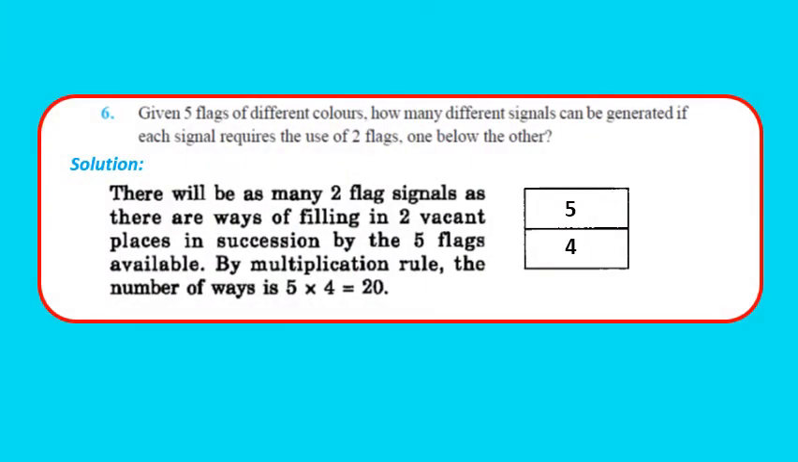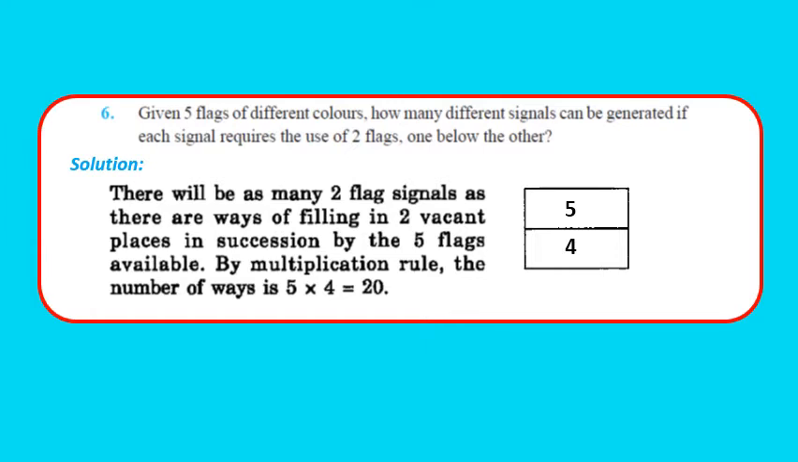Moving to question 6, we have 5 flags of different colors. How many different signals can be generated if each signal requires the use of 2 flags, one below the other? As in the box, you can see that we have 2 different boxes, one below the other. We have 5 flags of different colors, and we need to use only 2.